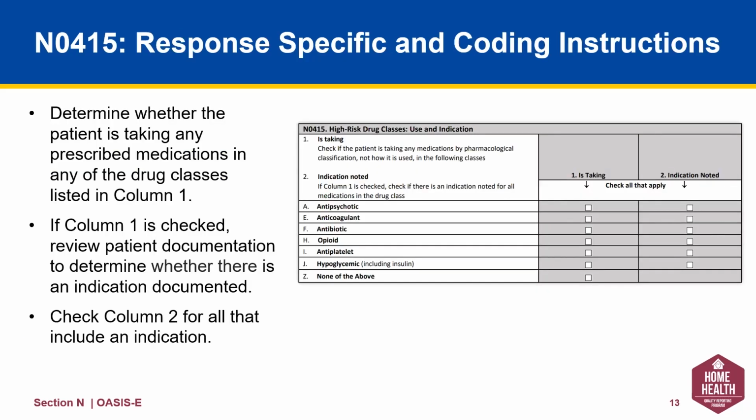For column 1, using the data sources on the previous slide, you will determine if the patient is taking any prescribed medications in any of the drug classes listed. Next, you will check column 1. Determining from the data sources if there is a documented indication for all the checked medications, check column 2 for all that include an indication. Check all that apply for both columns.